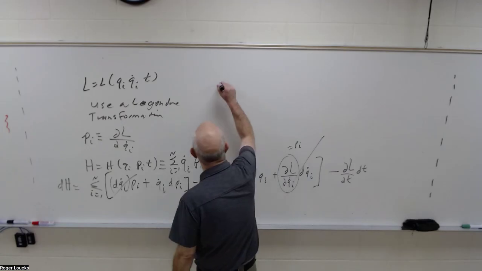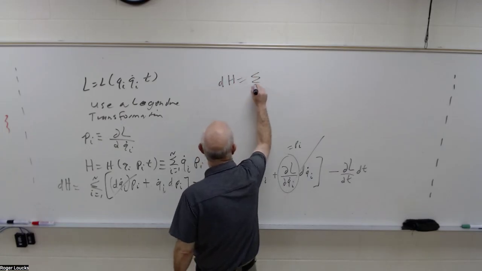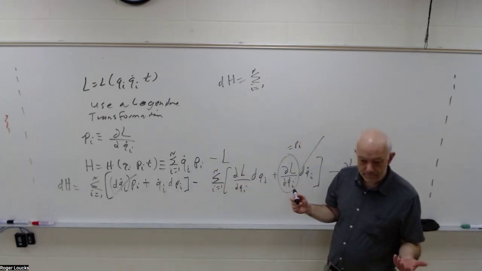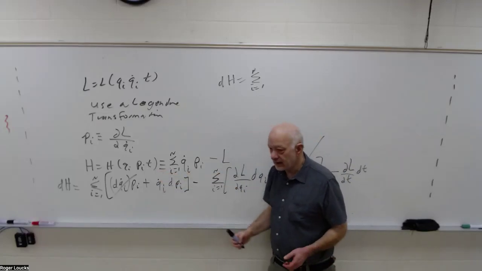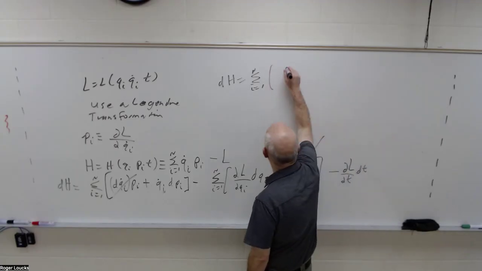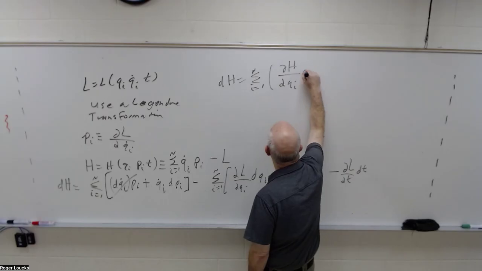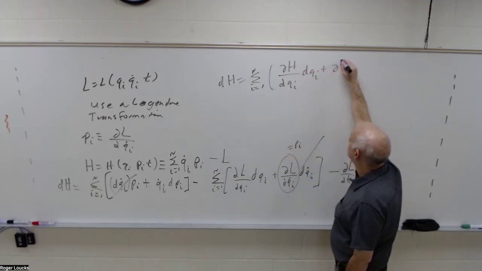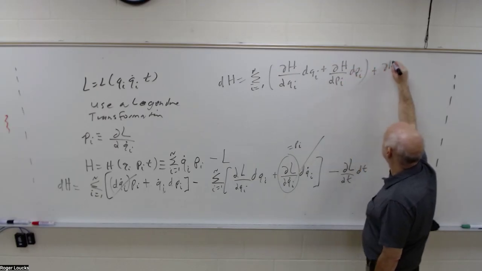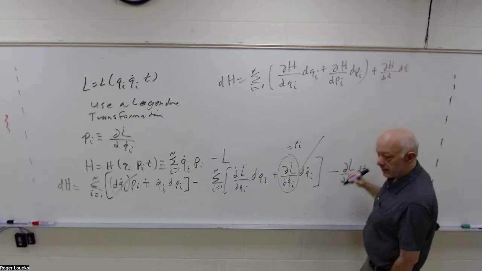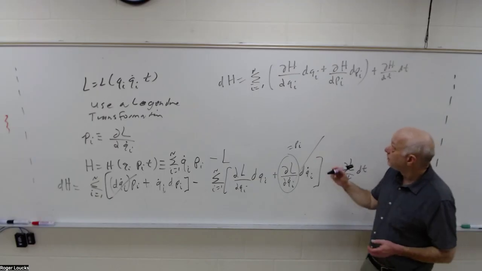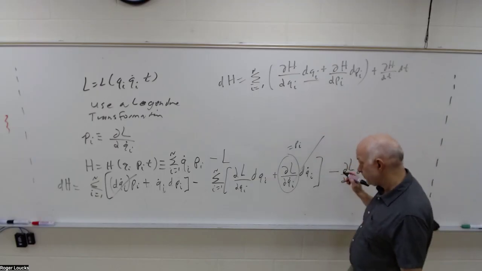And then we finish it off. We can say that our dH is also the sum from i equals 1 to n of partial H with respect to q_i, dq_i, plus partial H with respect to p_i, dp_i, plus the time term. And we know that differentials are unique, so there's only one way you can write them. So that means that anything in front of this dq_i has to be the same.